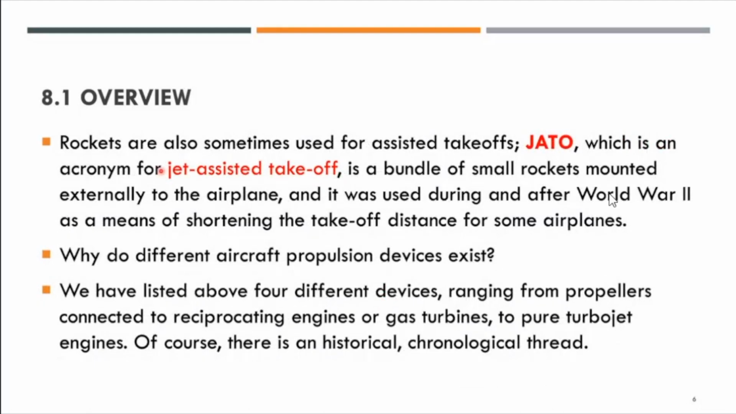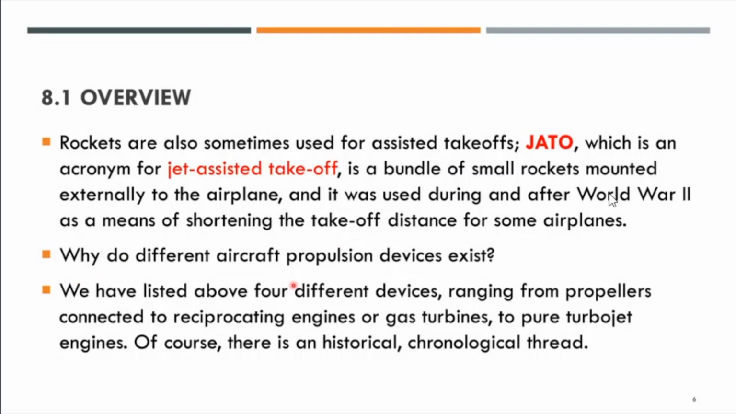Looking at the aspect of rockets, rockets are also sometimes used for assisted takeoff, known as JATO, which is an acronym for jet assisted takeoff. It is a bundle of small rockets mounted externally to the airplane. This was used in World War II as a means of shortening the takeoff distance. For some aircraft, they put on a small rocket to provide extra thrust.